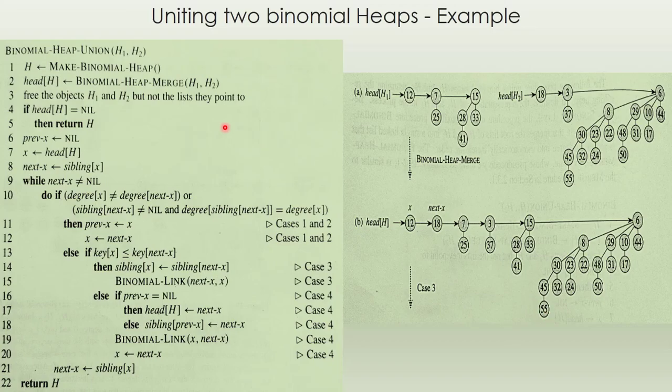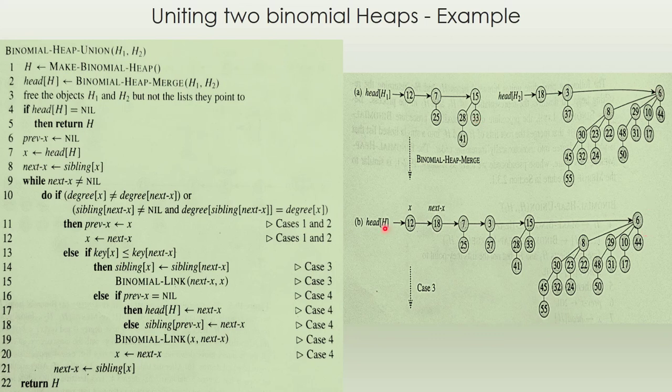Next we look at the example. Here I have two binomial heaps, h1 and h2. First, what will we do? We will merge these two lists in the increasing order of degree. So this is the output of binomial heap merge of h1 and h2. So it is arranged in increasing order of degree. 12 has degree 0, 18 has degree 0, 7 has degree 1, 3 has degree 1, 15 has degree 2, and 6 has degree 4.